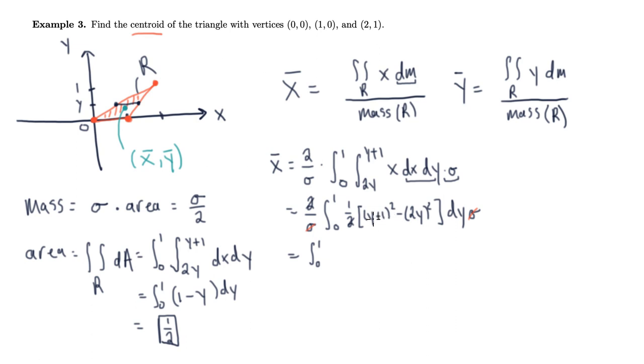This is going to be y squared plus 2y plus 1 minus 4y squared. So in other words, 2y plus 1 minus 3y squared. Okay, and this is going to give me 1 plus 1 minus 1, so I'm going to get 1. So the x-coordinate of the center of mass is 1.